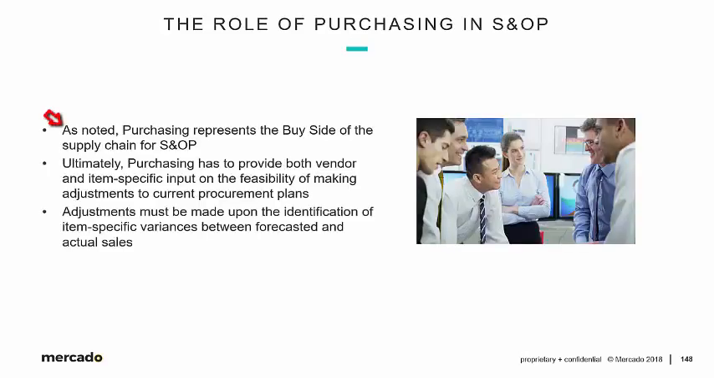As noted, purchasing represents the buy side of the supply chain for sales and operations planning. That should be well established. Ultimately, purchasing has to provide both vendor and item-specific input on the feasibility of making adjustments to current procurement plans. Kind of a long bullet, but an important one. Purchasing provides both vendor and item-specific input.